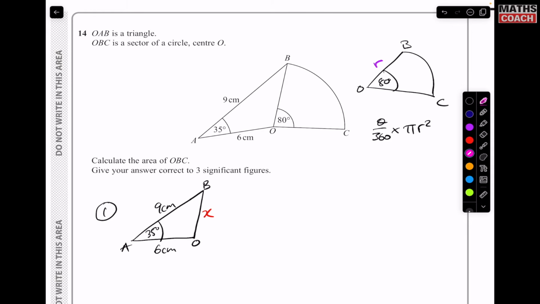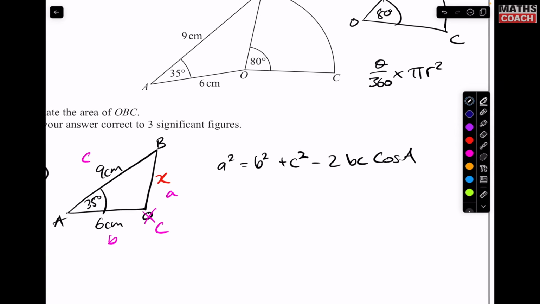So this would be A, that would be small a, that's B, and that would be small b. And usually this is C, all right? So let's just get rid of that and call that C. It doesn't matter, by the way, if you get rid of letters. At the end of the day, they're just for your working out, okay? All right, so we have a squared is equal to b squared plus c squared minus 2bc cos A. Okay, this is the one that you need for calculating the lengths.